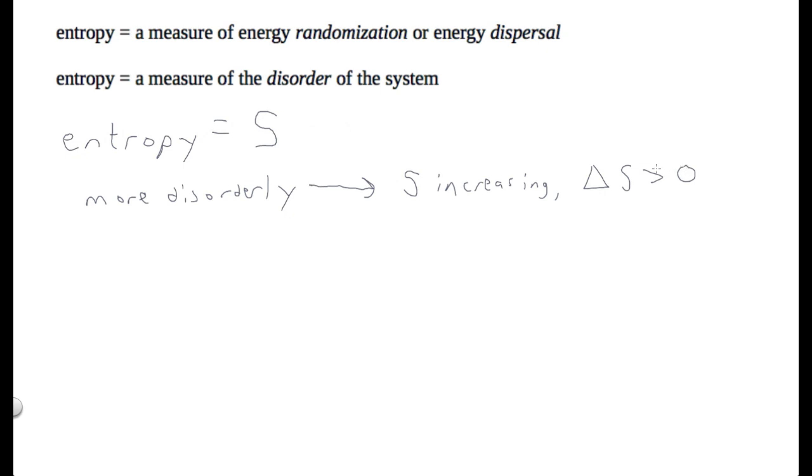Great. So this is the distinction I was making between a level and a change. When things become more disorderly, that doesn't mean that delta S is increasing. It means that delta S is positive. It's S that's increasing.